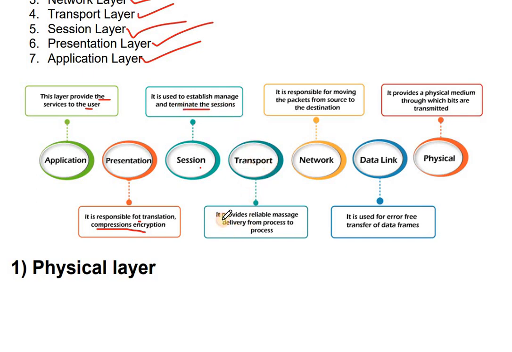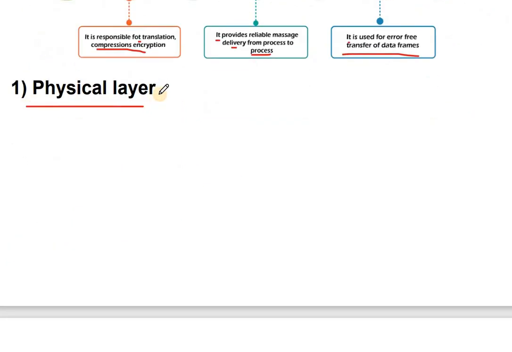Then the transport layer provides reliable message delivery from process to process. The network layer is responsible for moving packets from source to destination. The data link layer is used for error-free transfer of data frames. And lastly, the physical layer provides a physical medium through which bits are transmitted. So now we'll look into detail.